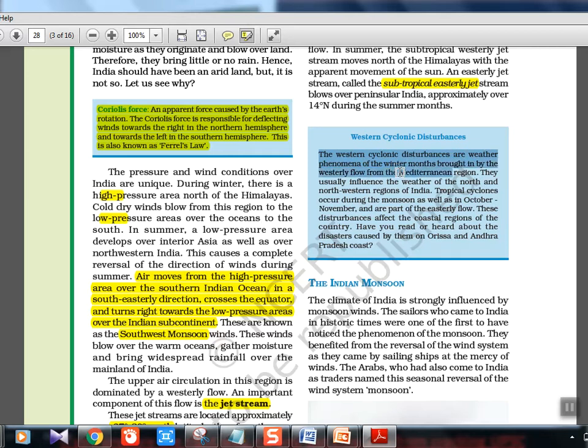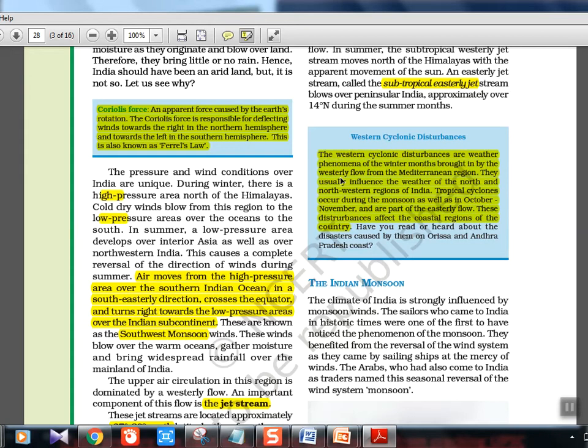So that is why in India, in the Delhi region or the northwestern regions of India, we have rains during the winter season. This is because of the western disturbances which originate from the Mediterranean region, of that latitude, a little bit higher than the Tropic of Cancer. Tropical cyclones occur during the monsoon as well as in October, November, and are part of easterly flow. These disturbances affect the coastal regions of the country.